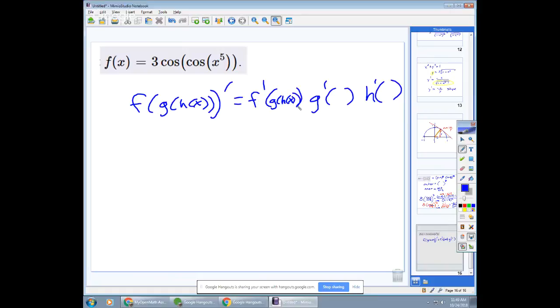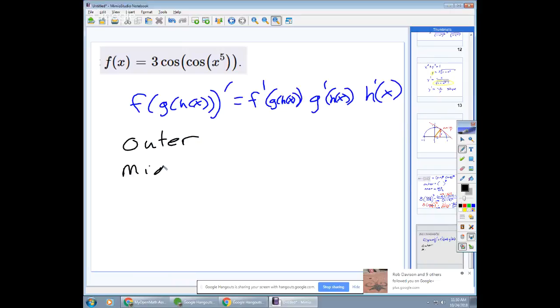And g had an h, so the h goes in here. And h just had an x. So basically you just find whatever the outer is, take its derivative, put back whatever it had. Identify the middle, take its derivative, put back in whatever it had. So let's just identify outer, middle, and inner here.